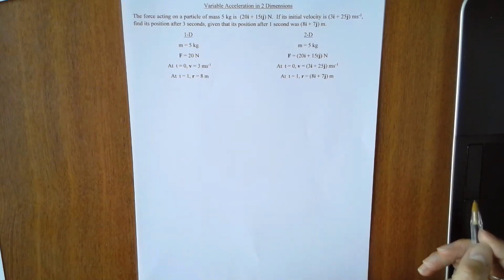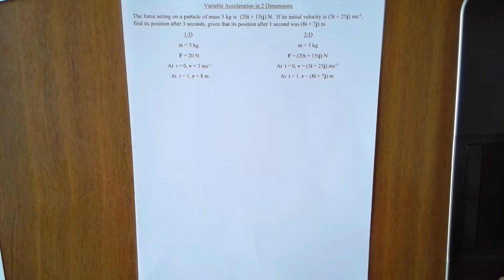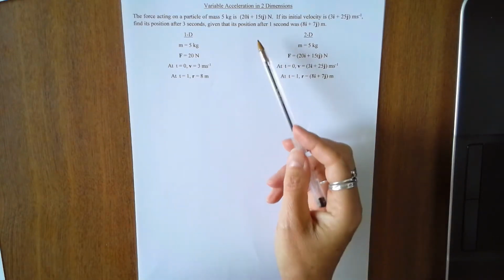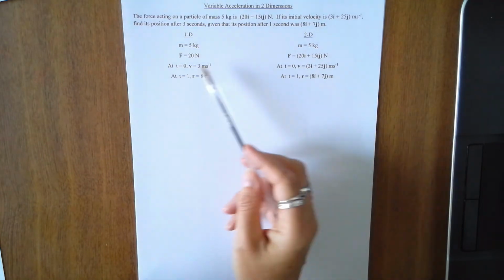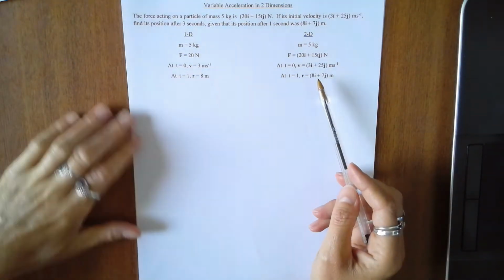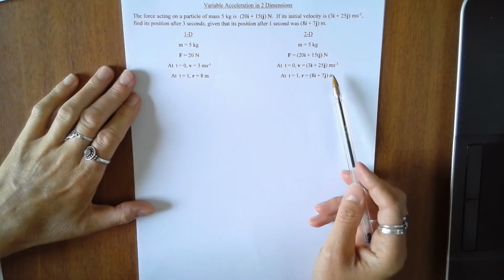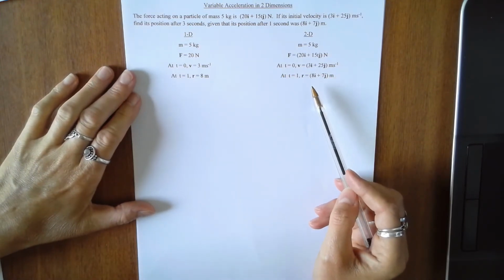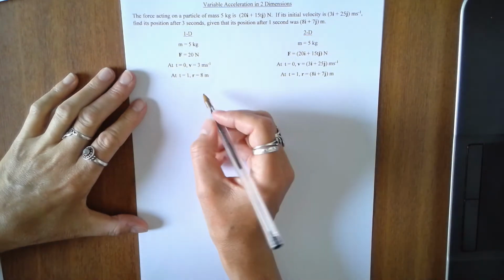In this video, I'm going to look at variable acceleration in 2 dimensions. If you're looking for constant acceleration, just click the link below. This example is in 2 dimensions, so I'm going to also scale back to 1 dimension so you can see the comparison. I'm not going to do 3 dimensions here because it uses the same technique as 2 dimensions, just adding a dimension on.